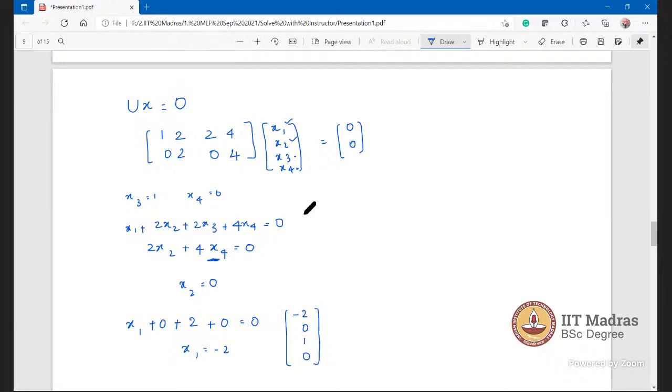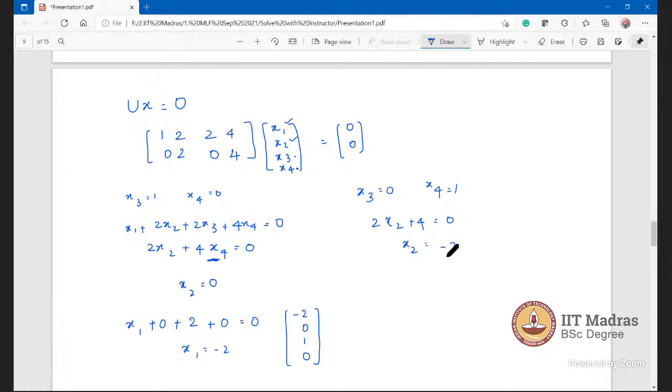In a similar way, we can substitute x3 equal to 0 and x4 equal to 1. If you do so, in the equations here you have to substitute x4 as 1. So 2x2 plus 4 is equal to 0. So now you will get x2 equal to minus 2.